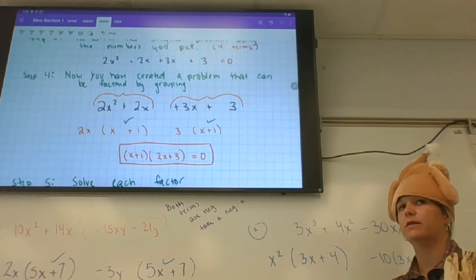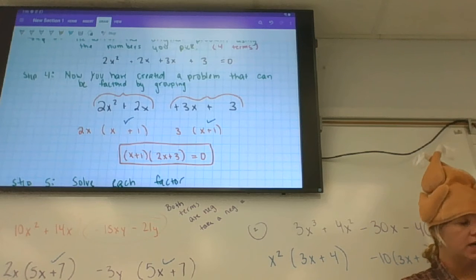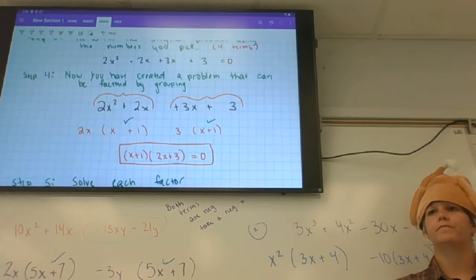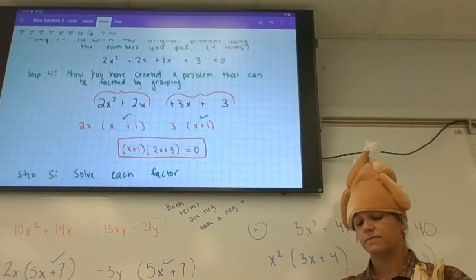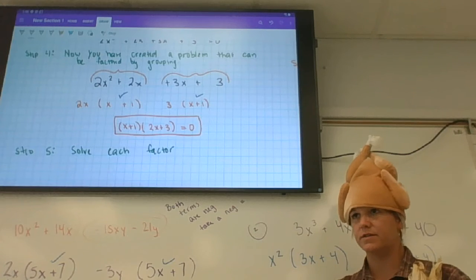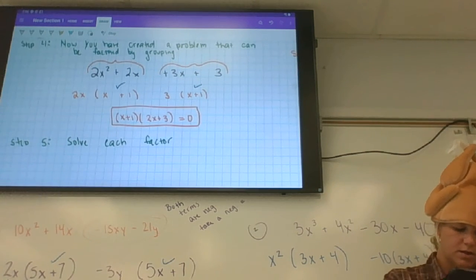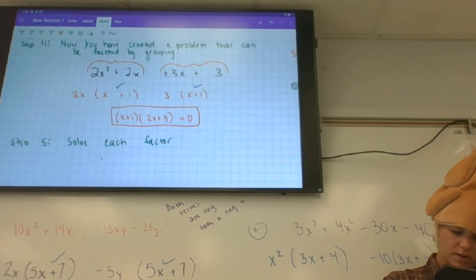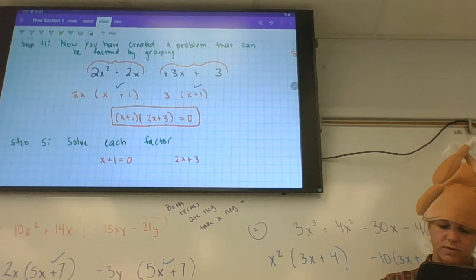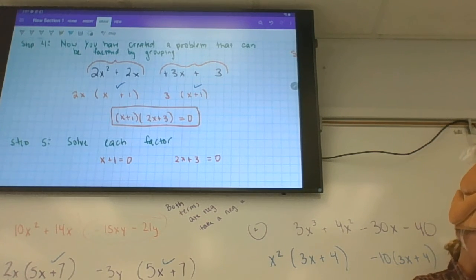Now it's been factored. We combined the first method with the grouping method to factor when there's a number in front greater than 1. The last step is to solve those little factors. Do the little baby equations. So do x plus 1 equals 0, 2x plus 3 equals 0, and that's going to give you your actual x-intercepts.